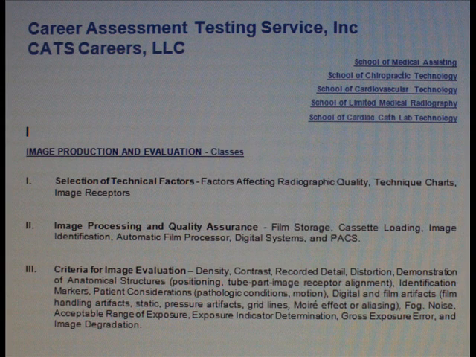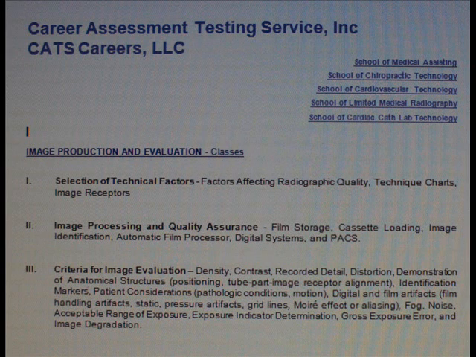Image production and evaluation. Selection of technical factors. Factors affecting radiographic quality. Once again, if you didn't get a good film production, we want to know why. Technique charts. Image receptors. Image processing and quality assurance. Film storage. We want to make sure that the film is stored in the proper containers as well as proper temperature and location. Cassette loading.